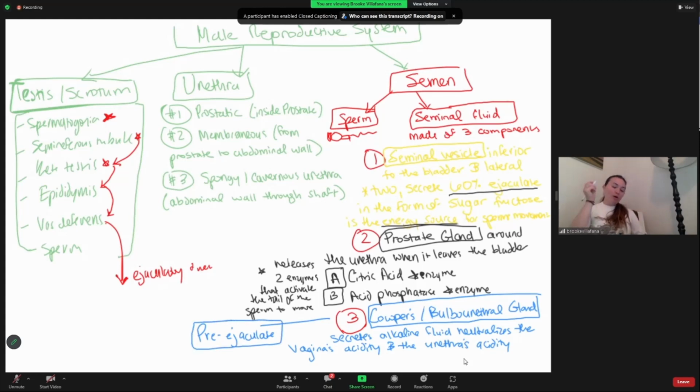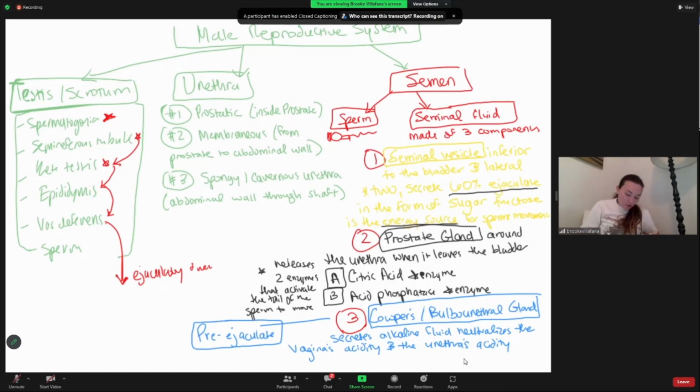So there are 3 parts to seminal fluid: pre-ejaculate, the 2 enzymes from the prostate gland, and then the seminal vesicle fluid, all combining to make semen when combined with sperm, right? Sperm being made by the spermatogonia, released into the seminiferous tubule, to the rete testis, to the epididymis, to the vas deferens, which connects to the ejaculatory duct.